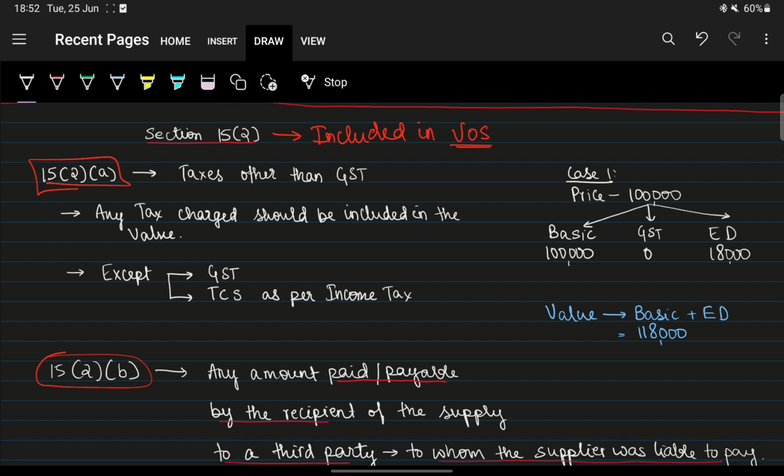Starting with section 15.2a: taxes other than GST. Any tax that is paid other than GST should be added to the value of supply.